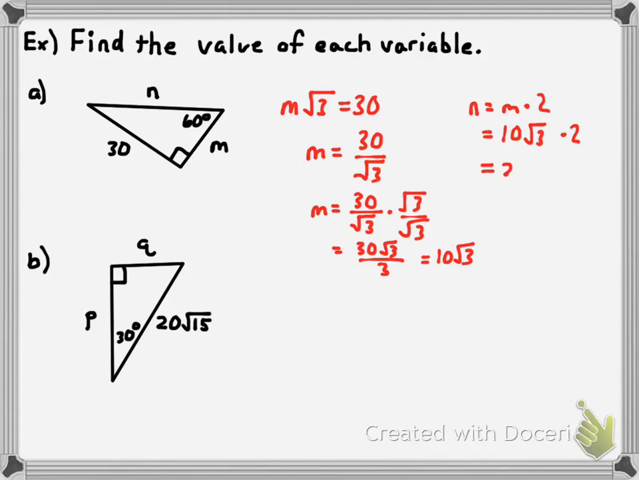In this case, 10 times 2, I'd consider both to be outside numbers. You double 10 square root of 3, you get 20 square root of 3. I think that makes a lot of sense to you.